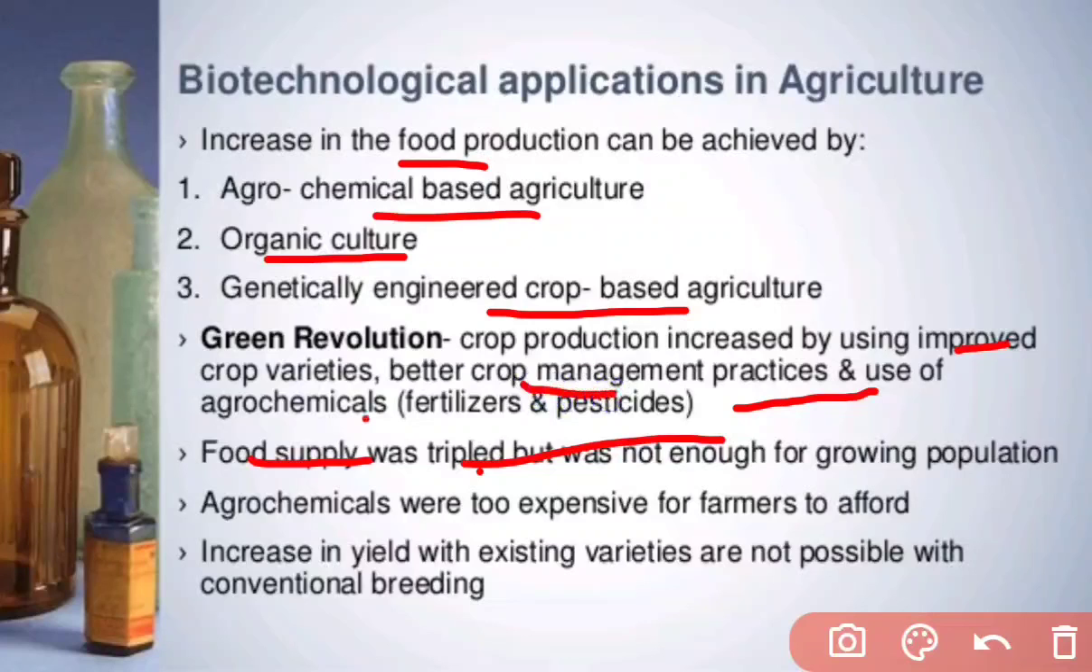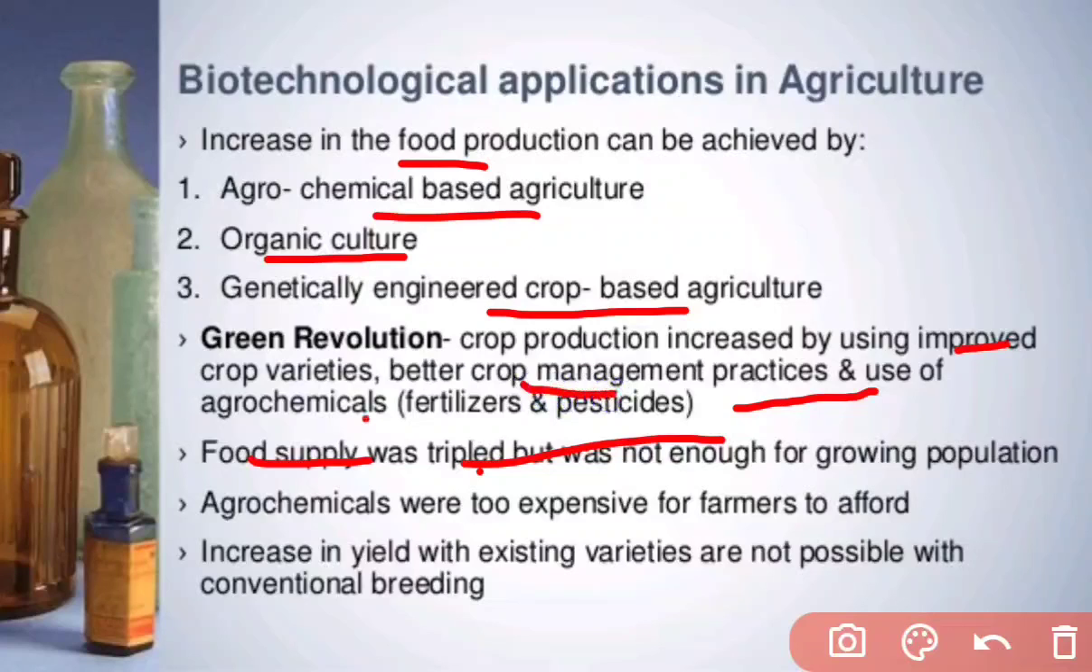And better crop management practice means, for example, crop rotation, and there are many other crop management practices that you also have to apply there. And use of agrochemicals, that is fertilizers and pesticides. So we can say the intercropping system and the mixed cropping system, whichever is beneficial and applicable on the basis of the surroundings, that we have to select. That is actually the main motto of increasing food production.